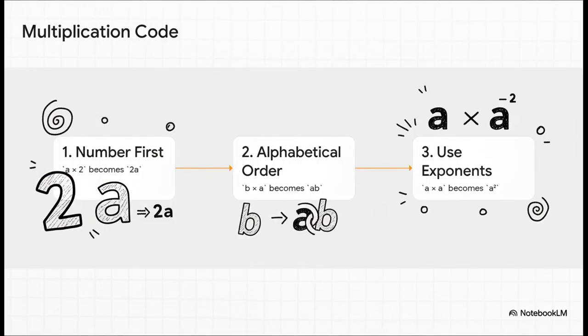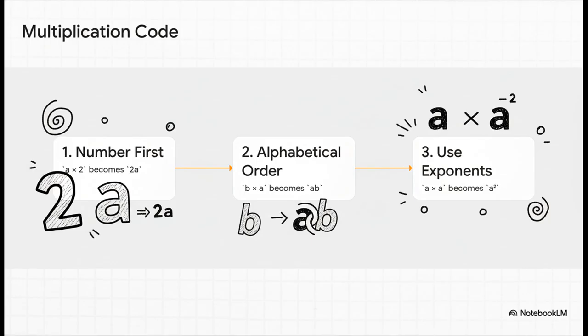Now, here are a few more little rules to help keep our math looking tidy. First up, rule number 1. We always write the number first. So we wouldn't write a times 2, we flip it around to write 2a. Now for rule number 2, when we have 2 different letters, we write them in alphabetical order. So instead of b times a, we'd write ab, because A comes before B in the alphabet.